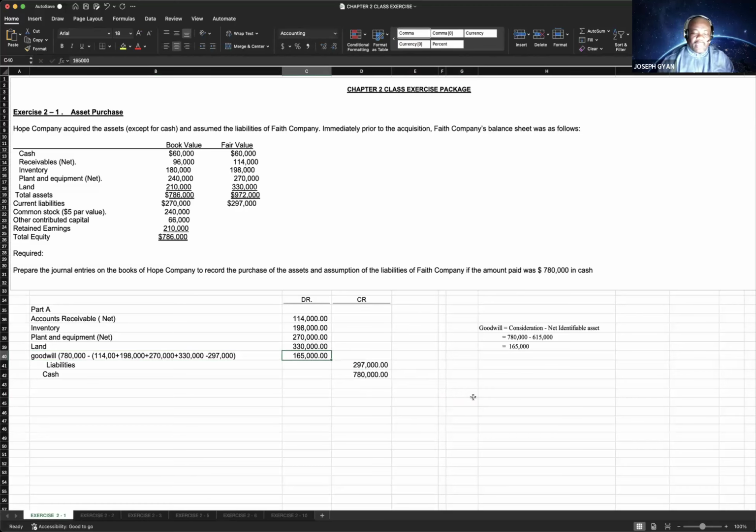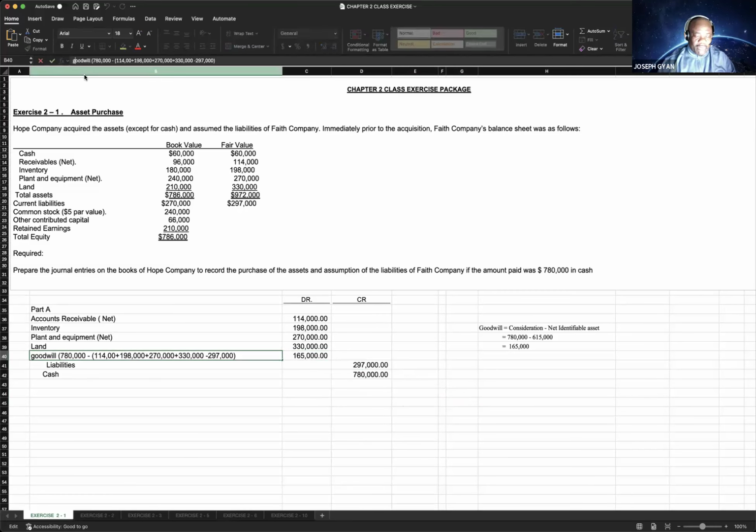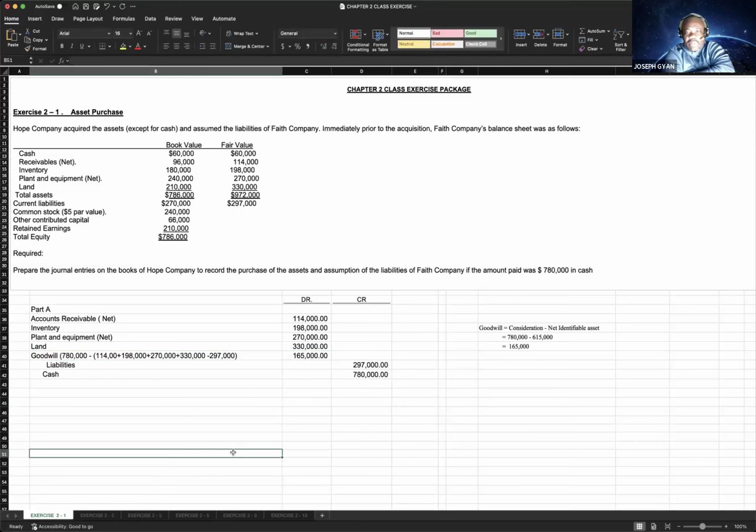So the excess money that we are paying to get this company, because we have done our research, done the homework, and know that it's a good company, is going to give us a goodwill. This one is 165,000 for part A.